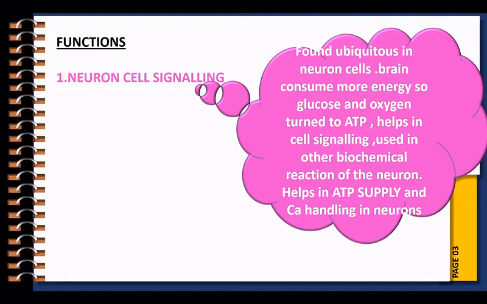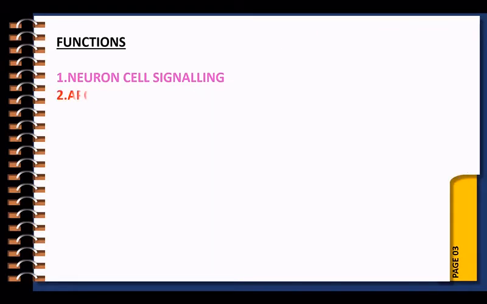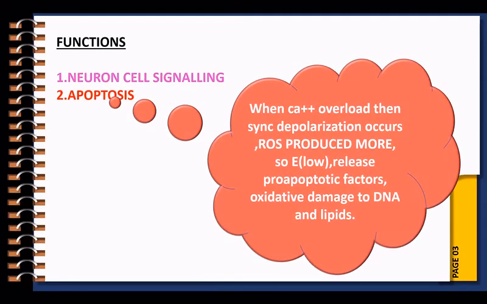And next is apoptosis. When calcium is overloaded, then depolarization occurs. When calcium is overloaded, mitochondrial damage occurs, because mitochondria is responsible for the calcium buffer system in our body. It maintains the calcium. When mitochondria is damaged, it means the cell is damaged.